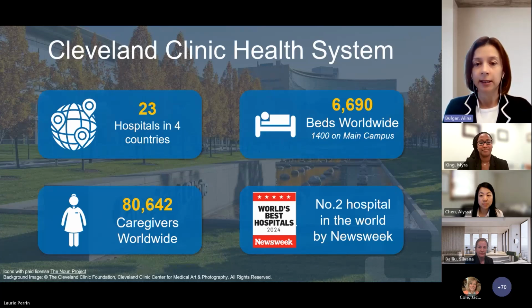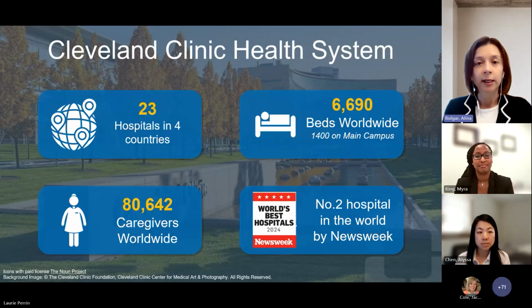So our Cleveland Clinic health system is comprised of more than 20 hospitals and clinics in 4 different countries. We have 14 hospitals and numerous clinics in Northeast Ohio. We also have 5 hospitals and clinics in Southeast Florida. We have 1 clinic in Las Vegas, Nevada, as well as 1 clinic in Toronto, Canada. And we also have presence internationally with 2 hospitals, 1 hospital in London, England, and another hospital in Abu Dhabi, United Arab Emirates. We have more than 6,600 beds with 1,400 just here at main campus.